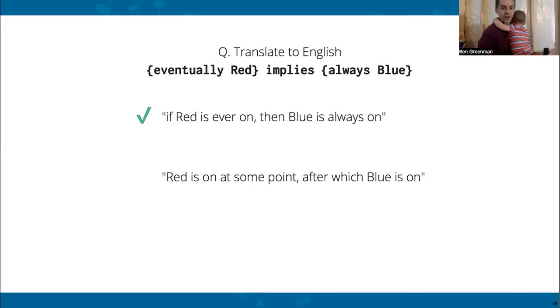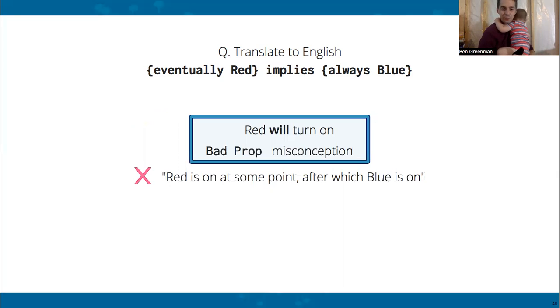Here's another. Red is on at some point, after which blue is on. Is that correct? Yes or no? No, it is incorrect. But this is one that we've seen in the responses, and it's interesting in a few ways, one of which is it suggests that red must turn on at some point. In the formula, we've got a standard implication there, and this is just implication from propositional logic. There's no guarantee that the left part, the premise of the implication, will be satisfied. But the English response down below suggests that it has to be. So this one falls under the bad prop misconception.